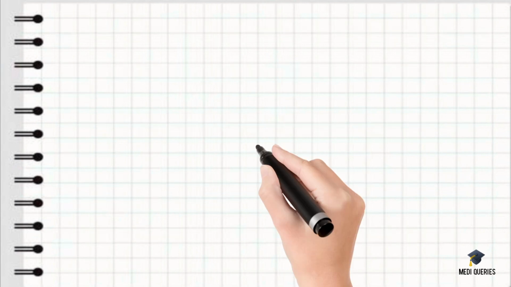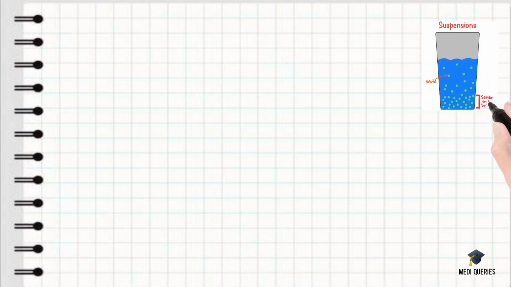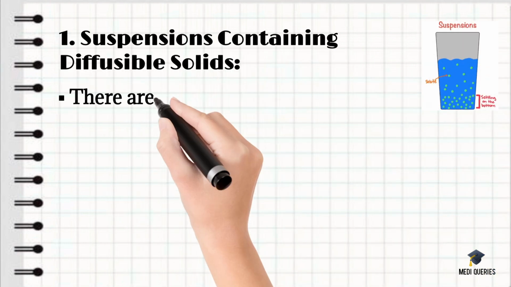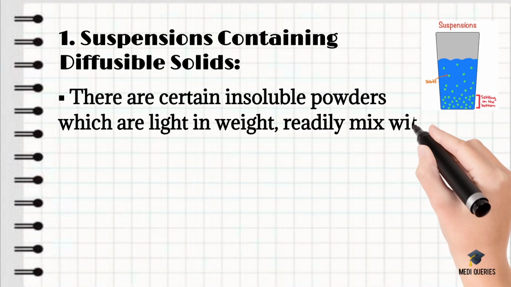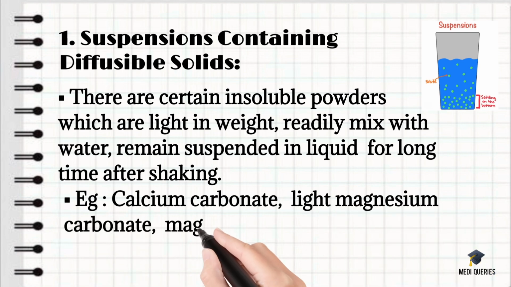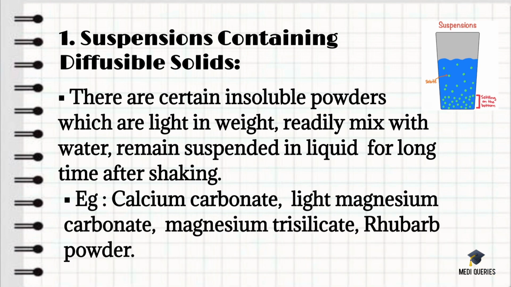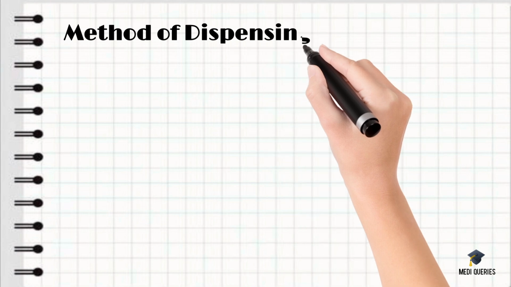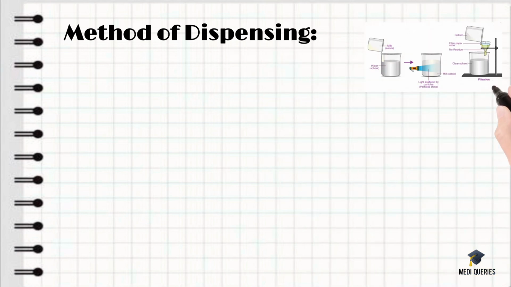First, let us start with suspensions containing diffusible solids. Before learning this, let us see what diffusible solids are. These are certain insoluble powdered substances which are light in weight, readily mix with water, and remain suspended throughout the liquid for a sufficiently long time after gentle shaking. Examples are calcium carbonate, light magnesium carbonate, magnesium trisilicate, rhubarb powder, and light kaolin.